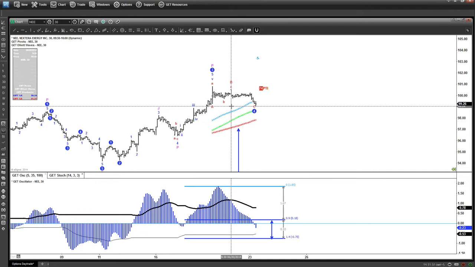If it drops between green and red, you now have about a 50% chance of that wave 5 developing. If we drop below the red channel, that means we have less than a 50% chance. The market has retraced too far and you should no longer be looking to buy into this pattern.